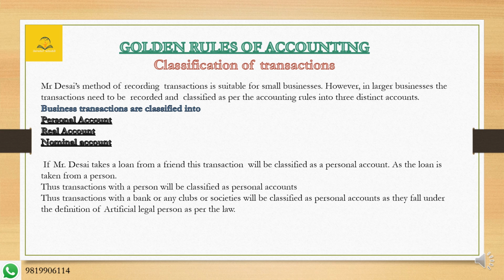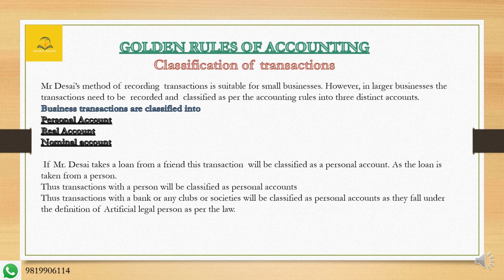So if Mr. Desai takes a loan from a friend, this transaction will be classified as a personal account, as the loan is taken from a person. Thus, transactions with a person are classified as personal accounts.